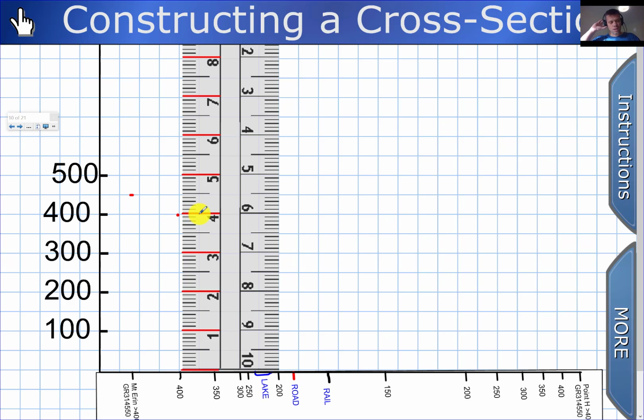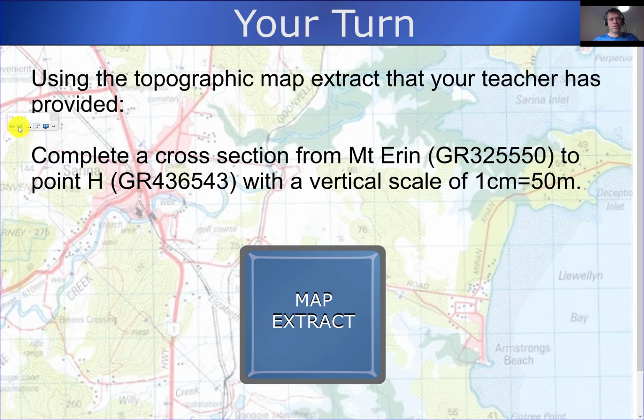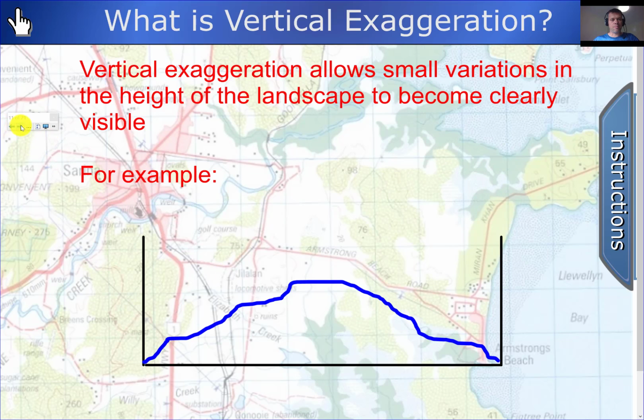And so on. Until eventually you get a series of dots, and you can then join those dots all the way up. Okay, so using those rulers, plotting those points, and then drawing them along. So you can do that in your book, and you'll be given a map extract to do that.